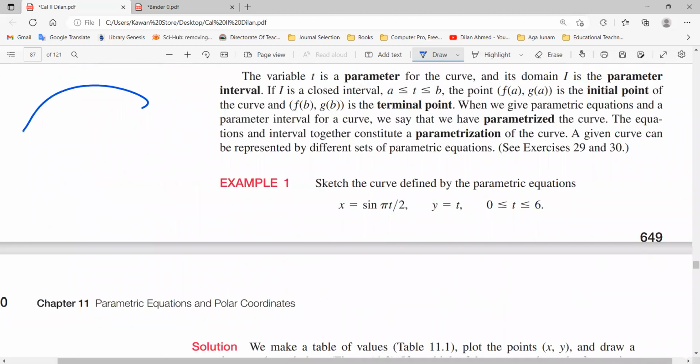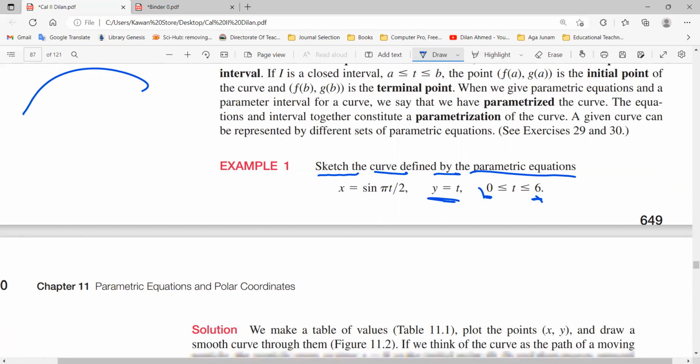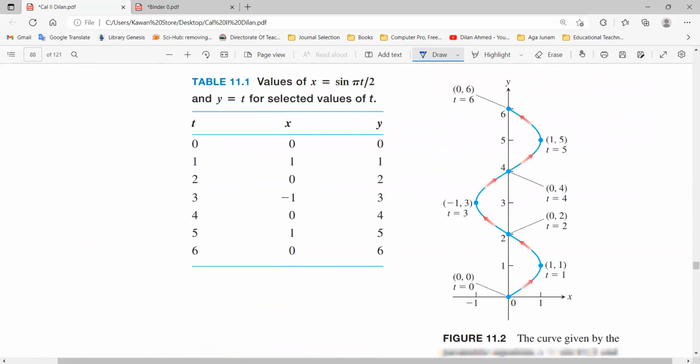You can see from here, sketch the curve defined by the parametric equation. We have a start point, or sometimes we say initial point, and the end point. Here's the initial and the end point, and we have y is equal to t. You can see here, y is equal to t is like what? If you sketch the graph, you will get such a thing going up till 6.